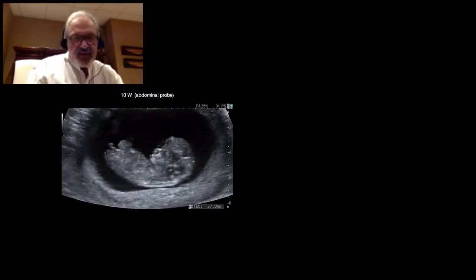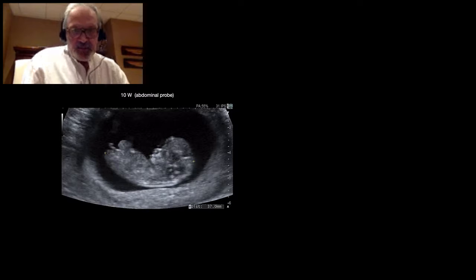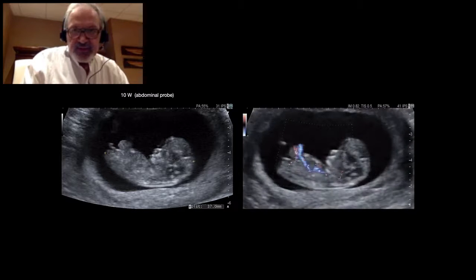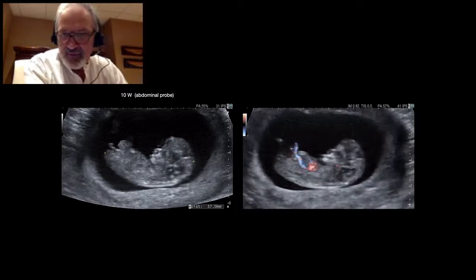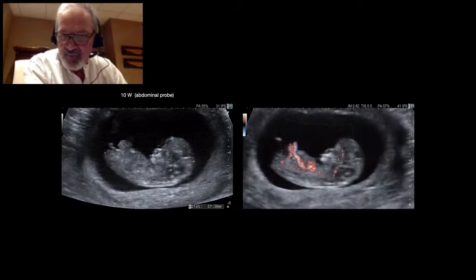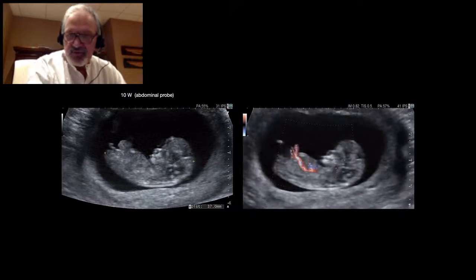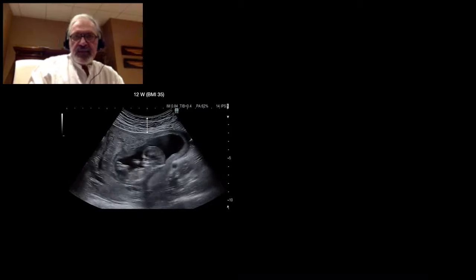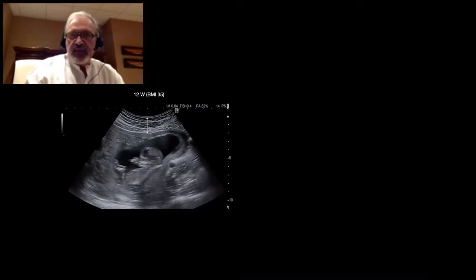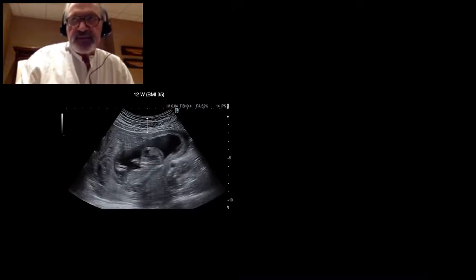Here we have an embryo, 37 millimeters in length, and with the Doppler we can easily see the arterial flow and the venous flow coming back from the placenta, and you can also see the arteries in the brain. Even in difficult technical conditions, the sensitivity is quite good.